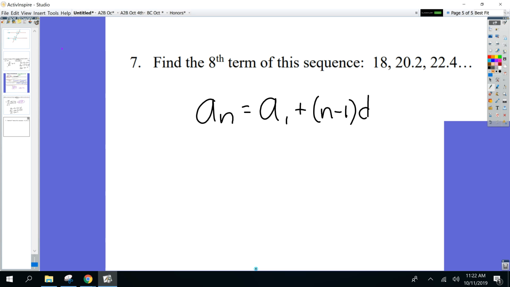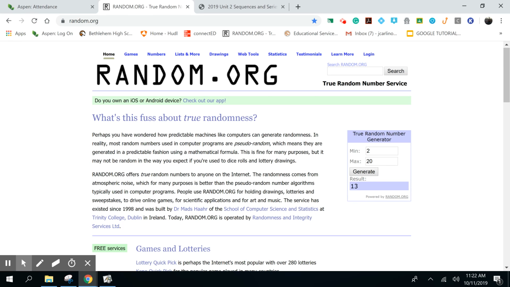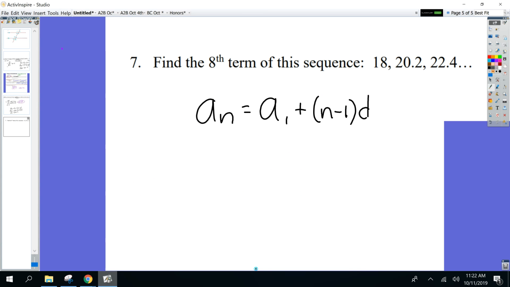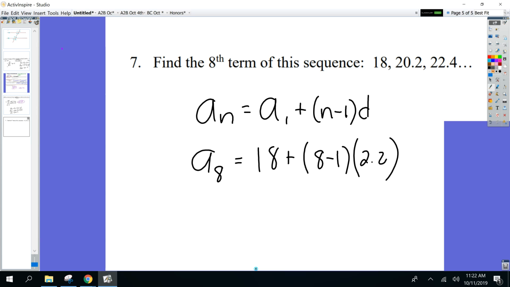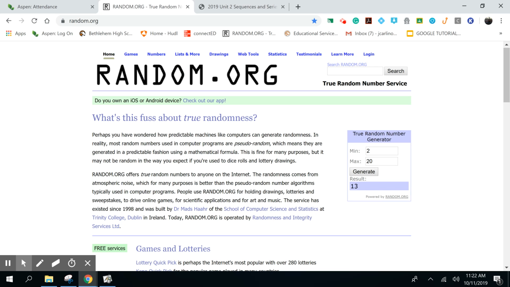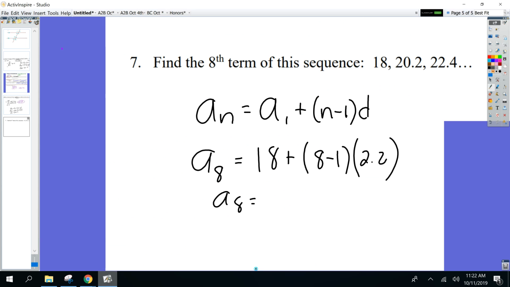Next person, fill it in for me. 13, fill it in. Not 8, but just A8, because that's going to be the 8th term. Go ahead, keep going. First term plus. Yep. Got it. And no rush. Take your time. 6 when you're ready, the 8th term.